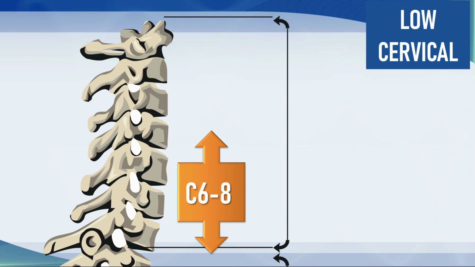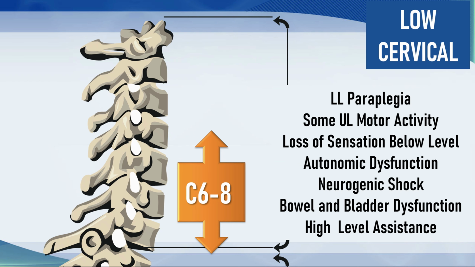Lower cervical spinal injury will spare the diaphragm, but otherwise the injuries are equally life-changing. There will be lower limb paraplegia, some upper limb motor activity. That's very variable. There's loss of sensation below the level, with autonomic dysfunction characterized by shock, bowel and bladder dysfunction, and the patient will require a high level of assistance.